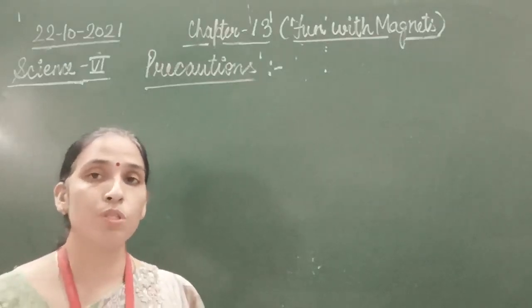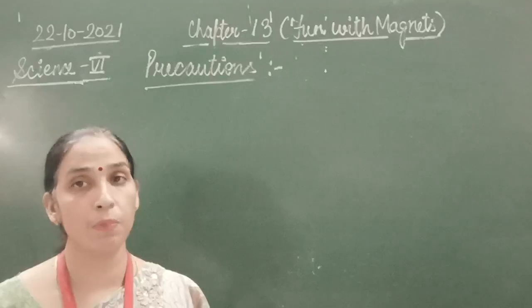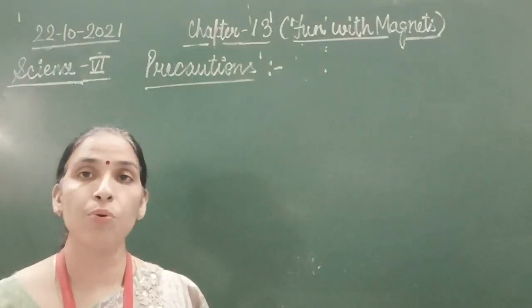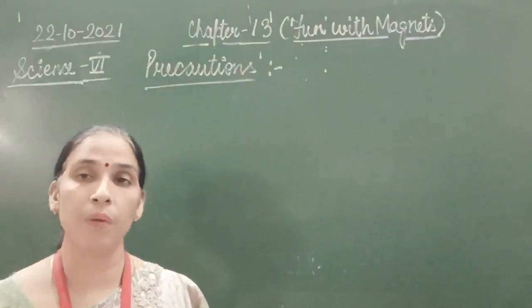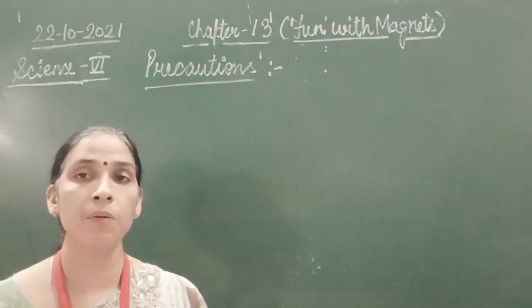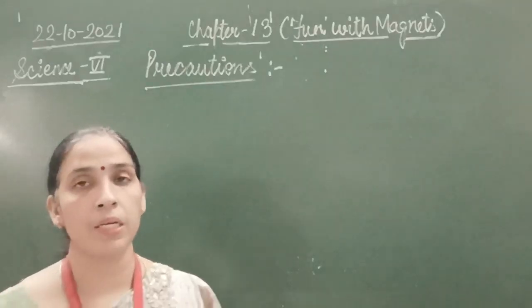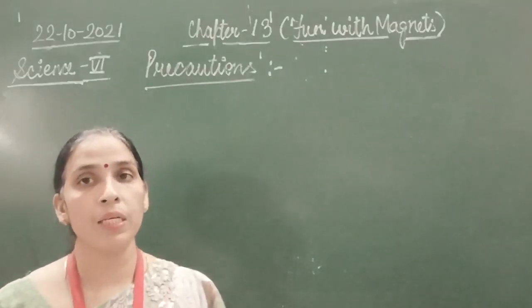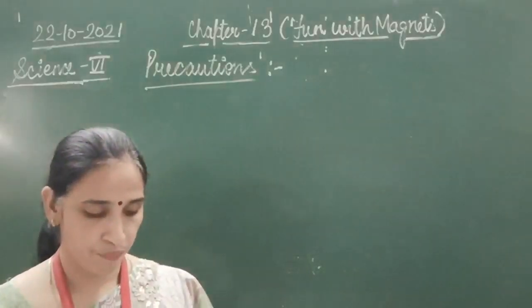If a bar magnet or any type of magnet falls on the ground, it is going to lose its property of magnetism. It will destroy its property. So for that we need to handle it with proper care.